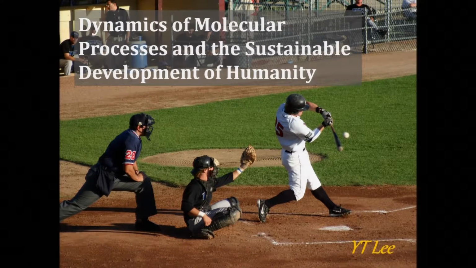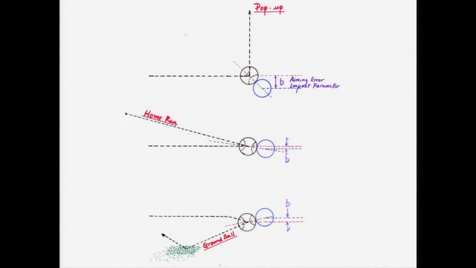Well, if you look at the hitting of the baseball, it's the scattering between two hard spheres. So what is important is the impact parameter. For the aiming error, you hit the home run or pop-up or ground ball. What is important is the aiming error, so whether you're going to hit a pop-up or home run or ground ball.